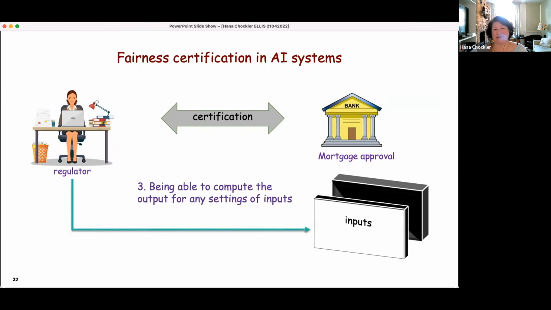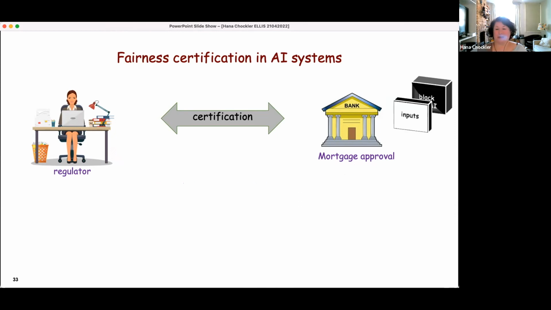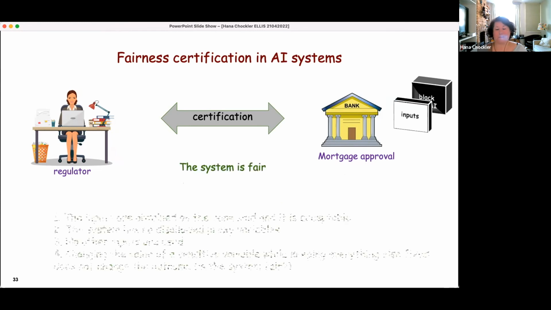Then, being able to compute the output for any setting of input. So basically, regulators should have access to the system, it being a black box, to use it. The regulator should be able to see the output of the system on every combination of input, to experiment with it, basically.